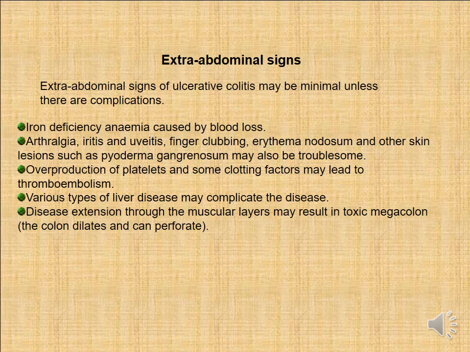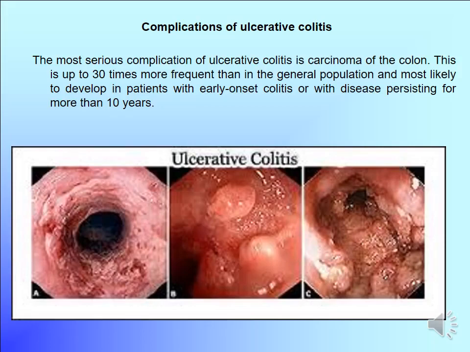The disease extension through the mucosal layer may result in toxic megacolon, colon dilatation, and can perforate. The most serious complication of colitis is carcinoma of the colon. This is up to 30 times more frequent than in the general population and most likely to develop in patients with early onset colitis or with disease persisting for more than 10 years.